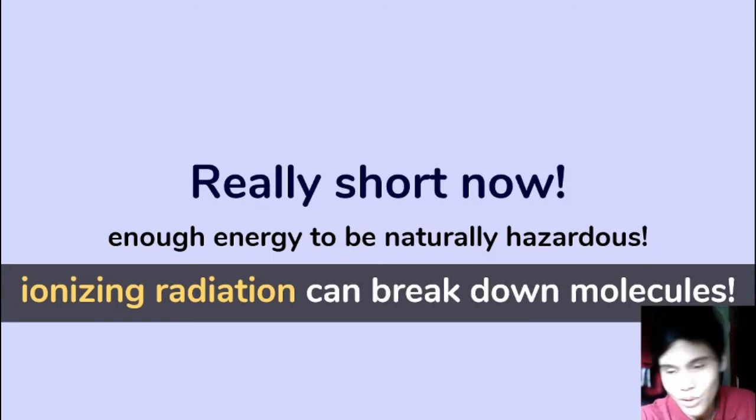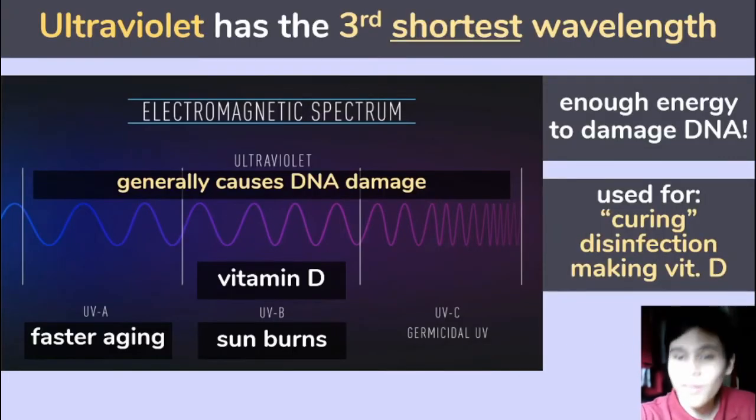So these are the dangerous types. We have ultraviolet, third shortest wavelength. We have three distinct categories: UVA, UVB, and UVC. UVA is related to aging, so you get older faster if you get more UVA. UVB is related to sunburns and vitamin D, so you have to lose some to get some.